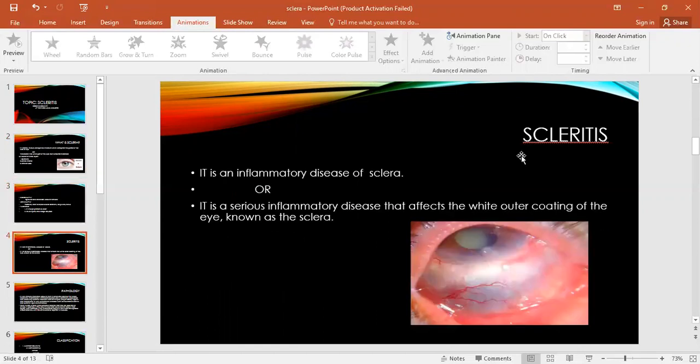Now I will tell you what scleritis is. Here I show you a picture of scleritis. It is an inflammatory disease of the sclera, a serious inflammatory disease that affects the white outer coating of the eye known as the sclera. Here we see the whitish part of the sclera, and here is the inflammation of the sclera, occurring with vasculitis. Inflammation of the blood vessels also occurs. This is known as scleritis.